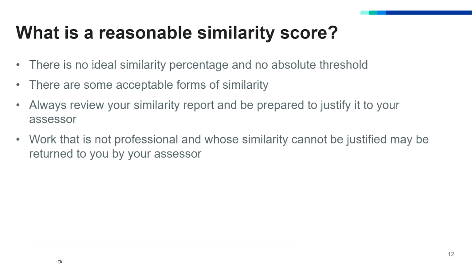as long as they are justifying all of their scores here. So as we say, what is a reasonable similarity score? There is no ideal similarity percentage and there's no absolute threshold. There are some acceptable forms of similarity. This is the guidance we give trainees for OneFile, that they should review their own similarity reports and they need to be prepared to justify it to their assessors. And work that is not professional and whose similarity cannot be justified, we strongly encourage you as training officers to return that back to your trainee and say, no, this is not good enough. You'll have to redo this evidence so that it appears to be your own work.